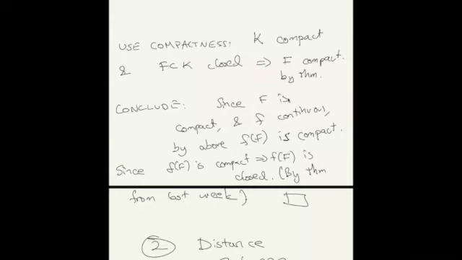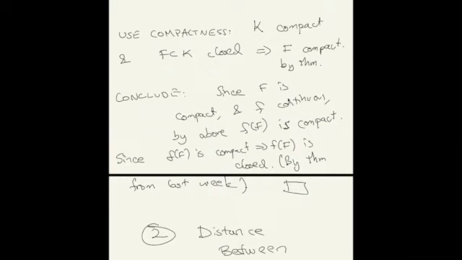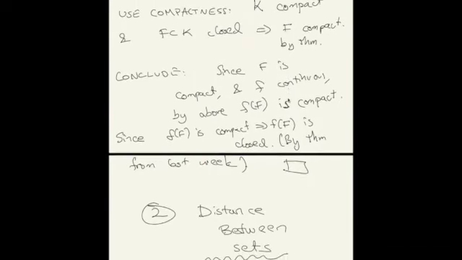Any questions? I know this is a bit fast, probably, but the main thing you should take out from this discussion above is that images of compact sets are compact, and that there are these applications that you can review later.